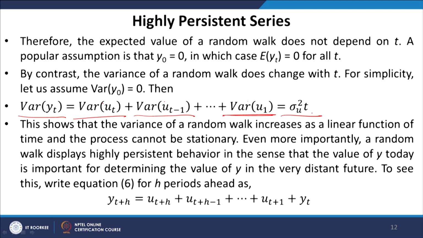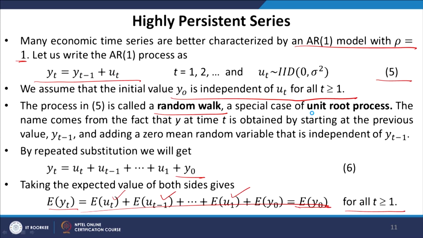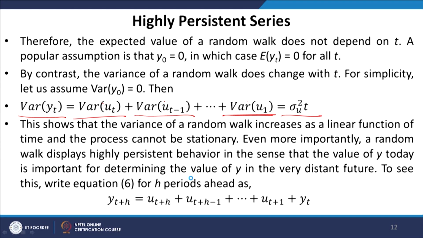Even more importantly, a random walk displays highly persistent behavior in the sense that the value of y today is important for determining the value of y in the very distant future. To see this, write equation 6 for h periods ahead. This was my equation 6. So, I write it for h periods ahead as yt plus h equals ut plus h and so on. Finally, ut plus 1 and then we have plus yt.